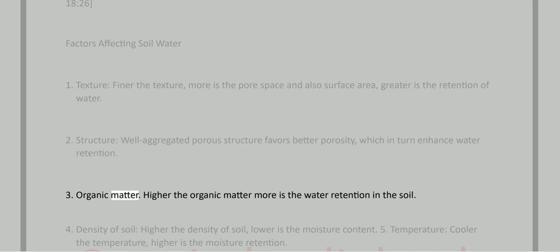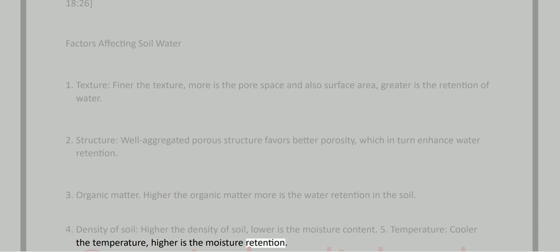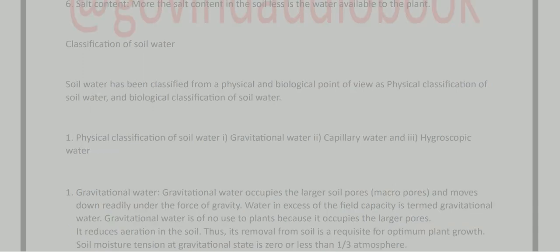3. Organic matter. Higher the organic matter, more is the water retention in the soil. 4. Density of soil. Higher the density of soil, lower is the moisture content. 5. Temperature. Cooler the temperature, higher is the moisture retention. 6. Salt content. More the salt content in the soil, less is the water available to the plant.